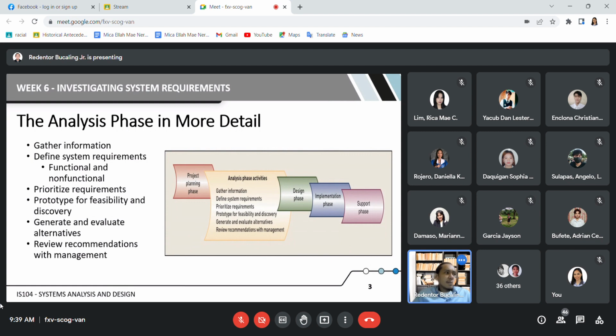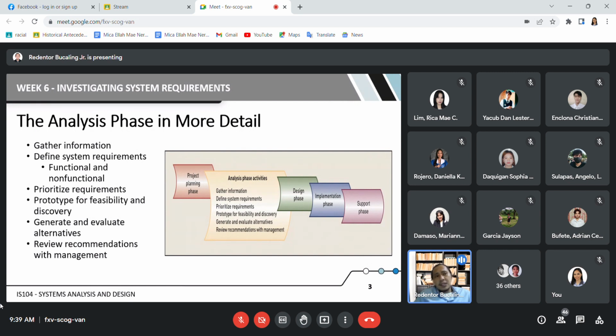Possible kasi na based on the requirements that we are dealing with later on, na mahihirapan pala yung business para i-adapt yung requirements natin. That's why kung ganun po yung mangyayari, you need to look for other options, or you're going to give them other options na yung system is para mapabili.